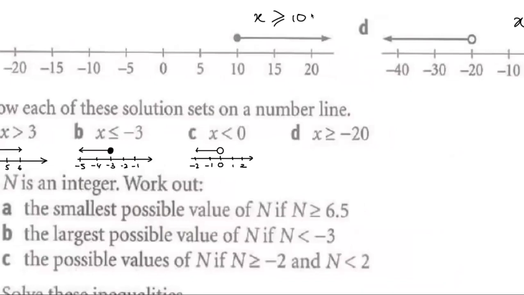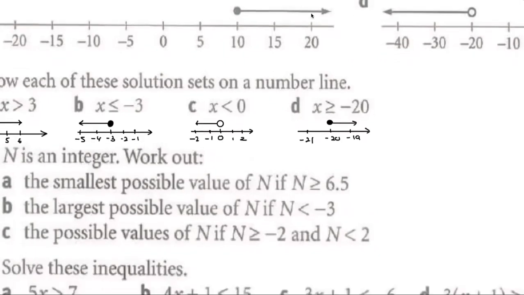This one here, draw a line. Put -20 in the middle. -19, -21. A simple one will do. More than or equals to, it should be pointing to the right. Yes, that's it. That's all your number line for this.